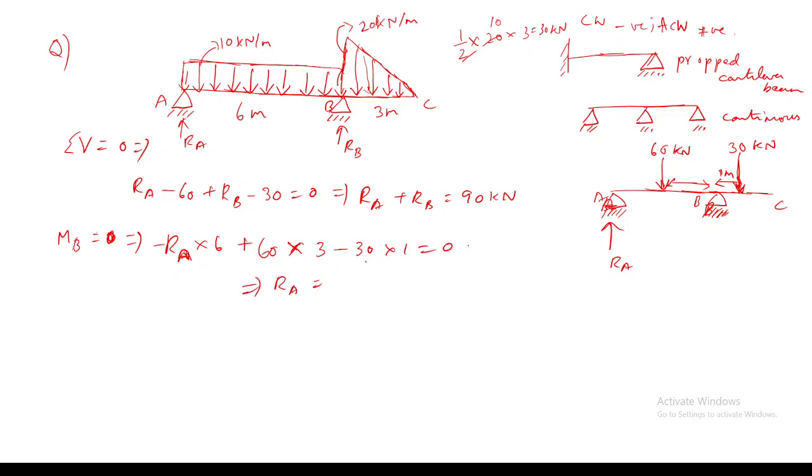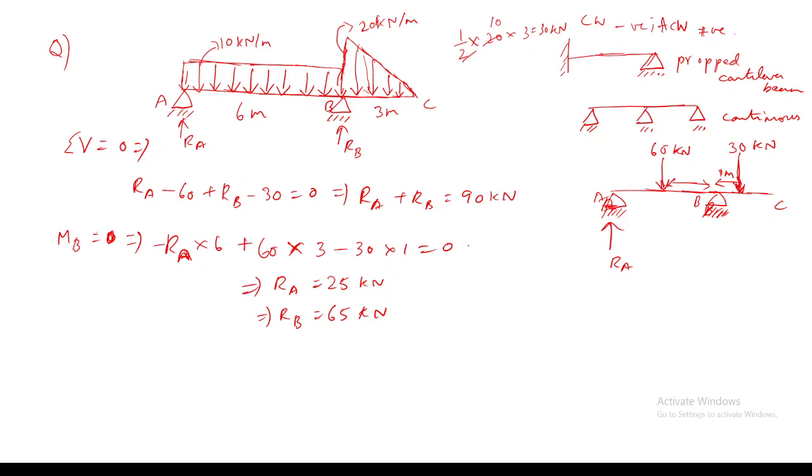Can you say what is the value of RA? 25. Yes, 25 kilonewtons. Since it is positive, it is towards the upward direction. So from this I will be getting the value of RB also, which is 90 minus 25, which is 65 kilonewtons, and it is also acting upwards. So now we have determined the support reactions.